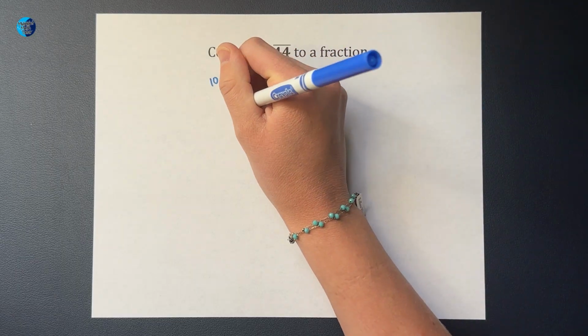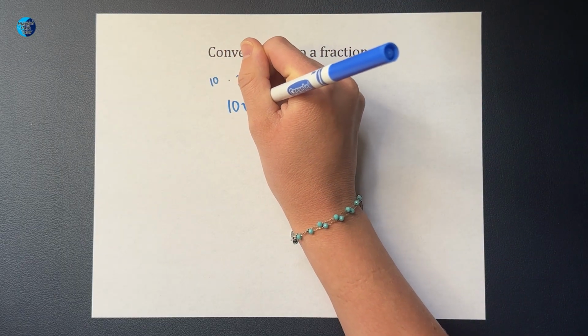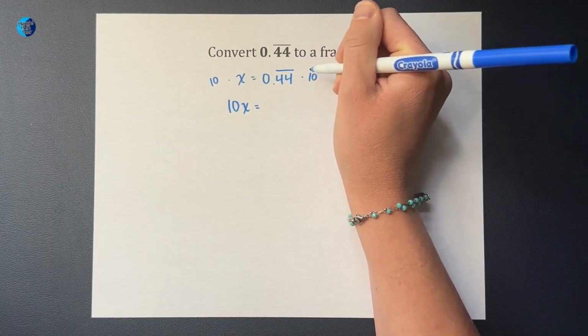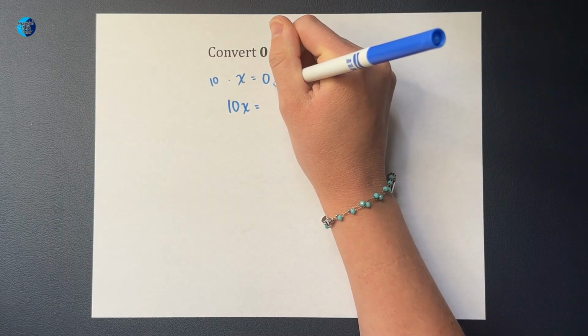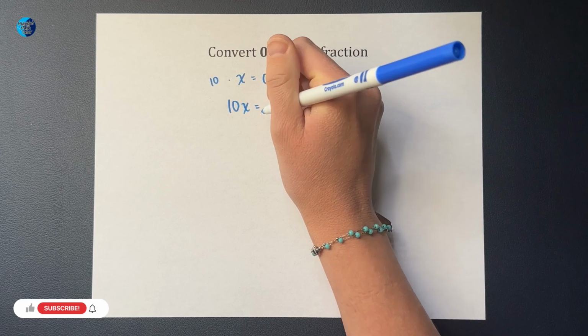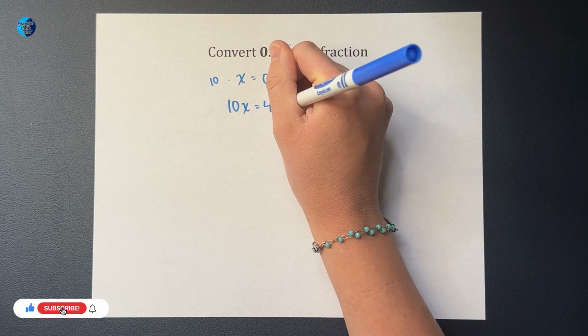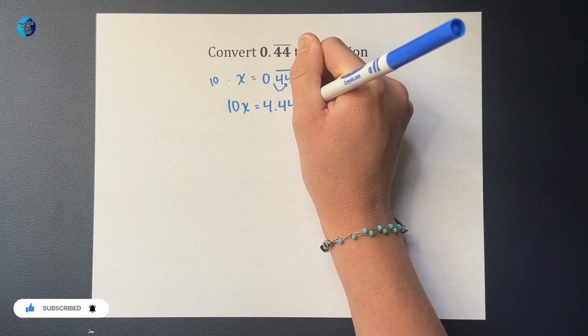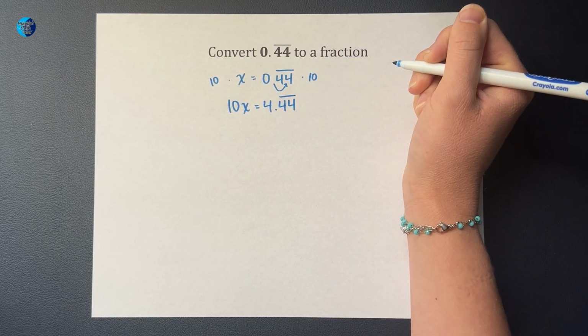10 times x gives me 10x. Is equal to, when I multiply this decimal by 10, it moves my decimal over one place. So I will have 4.4, we can write another one, for repeating.